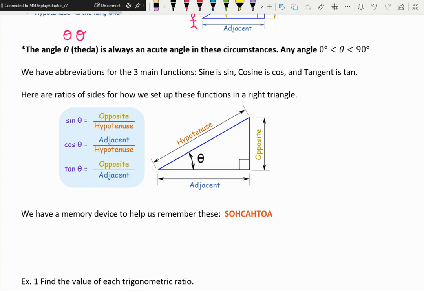SOHCAHTOA is a memory device that helps me remember how to set up these functions, because the sine of theta is equal to the opposite leg divided by the hypotenuse. The cosine of theta is equal to the adjacent leg divided by the hypotenuse, and the tangent of theta is equal to the opposite leg divided by the adjacent leg.